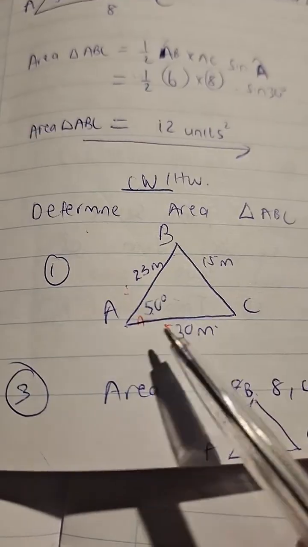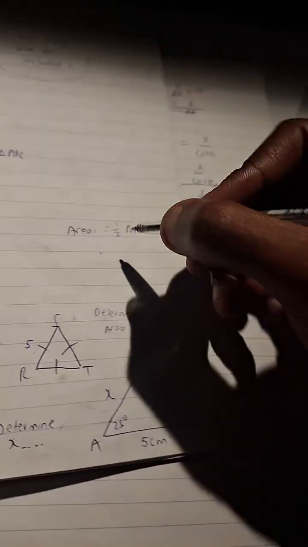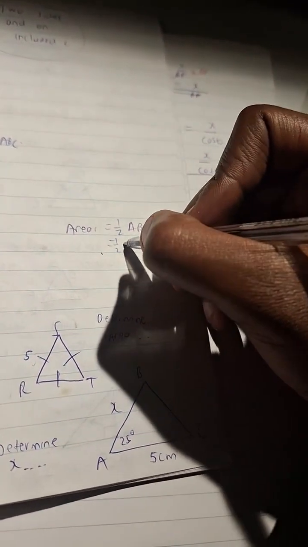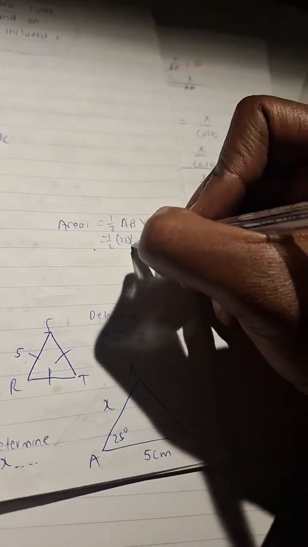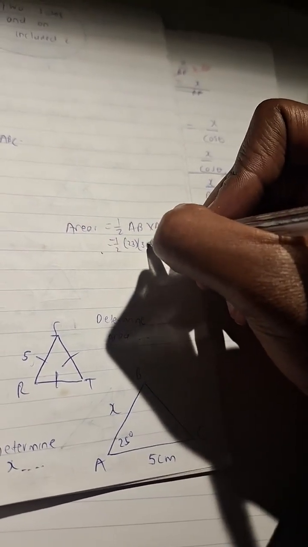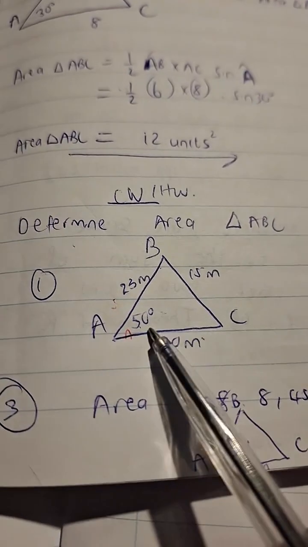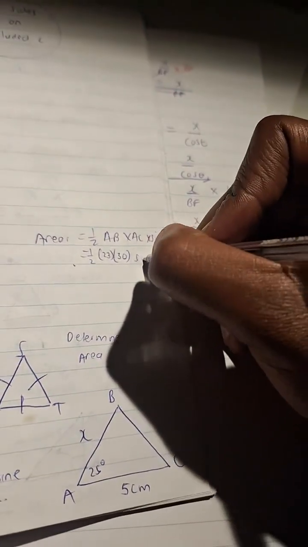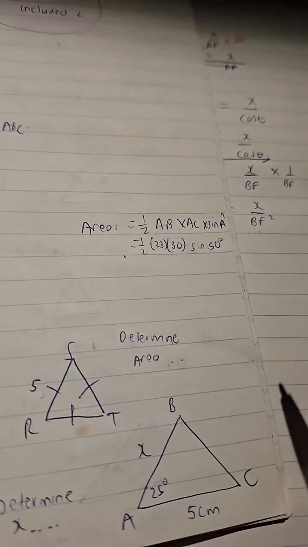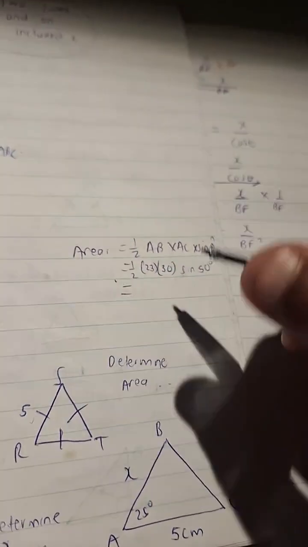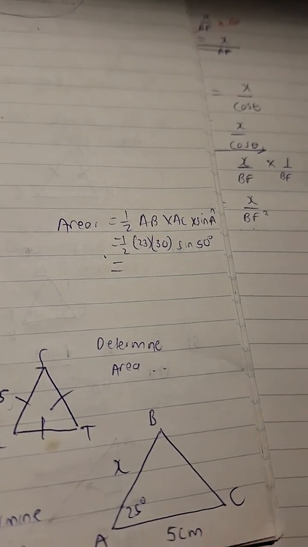So what are the two sides that are adjacent? It's 23 and 30. So I'm going to have a half times 23 times 30, and then we say sine of angle 50 degrees. And then guys, it's your calculator from there, and the answer.